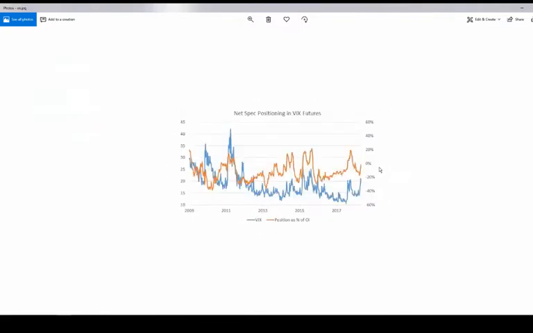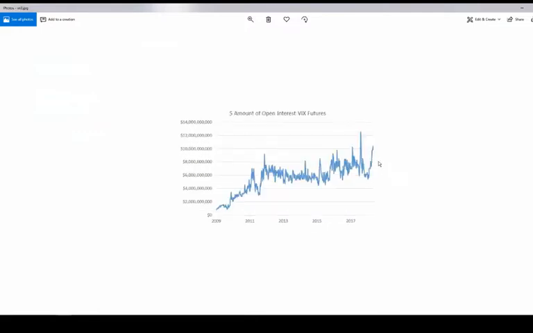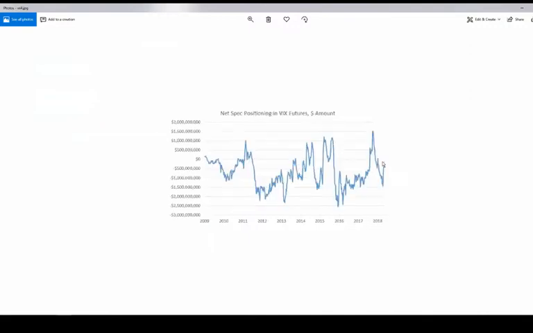We can look at VIX positioning. And so traders have predictably grown a lot less net short VIX futures as they've had the spike. And then as the nominal value of VIX futures has gone up as it spiked, the total dollar value of VIX positioning for the open interest has definitely rocketed up.